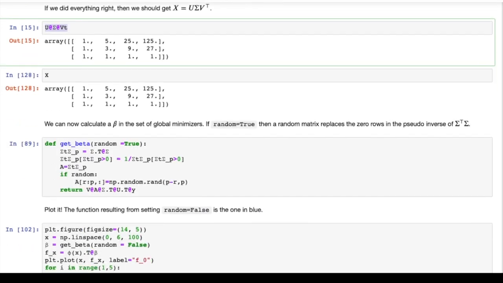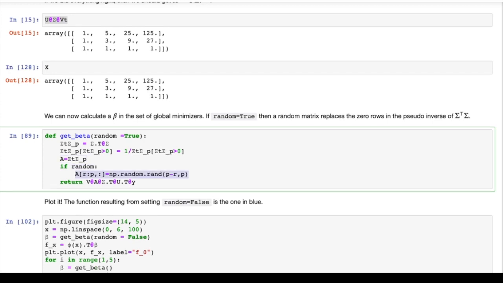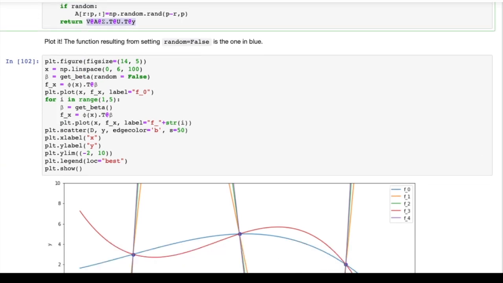And then we have here our function to get the beta. This is for one random draw of the matrix A. So sigma T, sigma P is supposed to be the pseudo-inverse. First we define it as sigma transpose times sigma. Then we invert all the non-zero elements. Then we set our matrix A to the pseudo-inverse, and we draw random rows of A, which delivers our parameter vector beta according to the formula you can look up in the slides. And then we plot it, and you get this picture here.